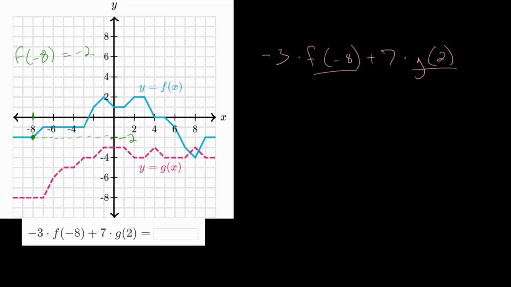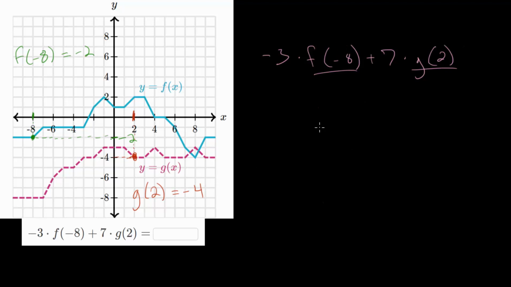Now we go to g of 2 and try to evaluate that. Find an x value of 2. We go down to the pink function, which is the function g of x. And at an x value of 2, it looks like our function has a y value of negative 4. So we can write that g of 2 is negative 4.